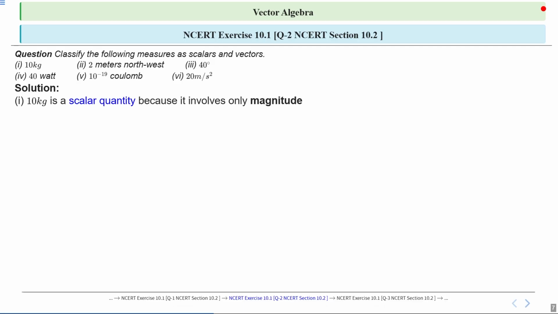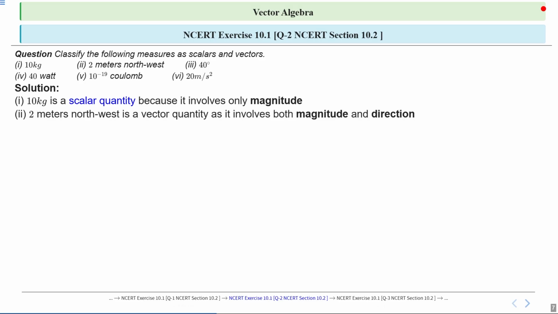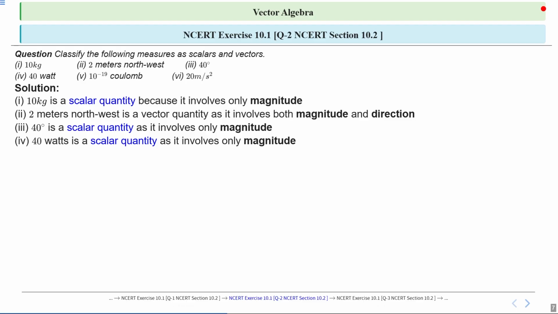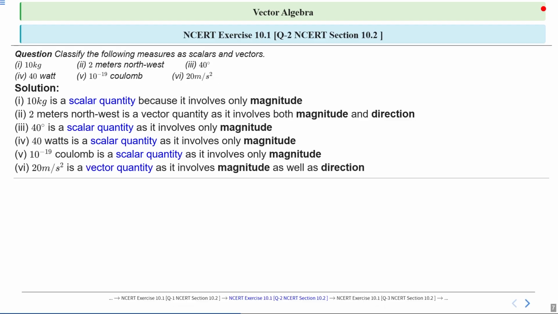10 kg is a scalar quantity because it involves only magnitude. Second, 2 meter northwest is a vector quantity as it involves both magnitude and direction. Third, 40 degrees is a scalar quantity as it involves only magnitude. Fourth, 40 watts is a scalar quantity as it involves only magnitude. Fifth, 10 to the power minus 19 coulomb is a scalar quantity as it involves only magnitude. Next, sixth, 20 meter per second square is a vector quantity as it involves magnitude as well as direction, right? Okay. So let's see next.